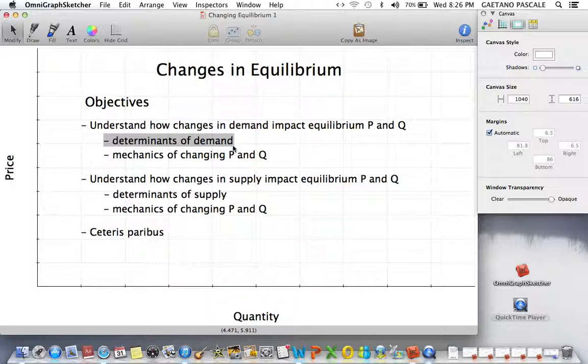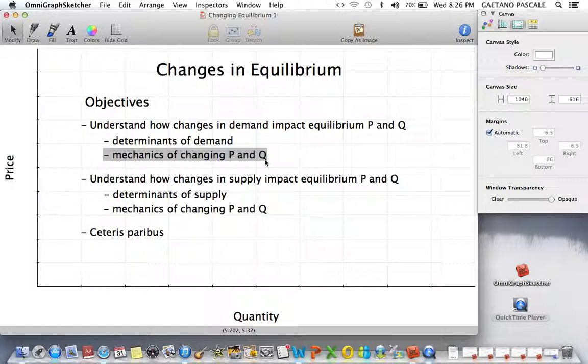Again, the determinants of demand are income, the price of related goods, people's expectations about what happens in the future, and people's tastes and preferences. In a previous video lecture, I went over those in detail. Make sure you remember all the determinants of demand, and in particular, how those changes impact the demand curve, whether it shifts the demand curve to the right or to the left.